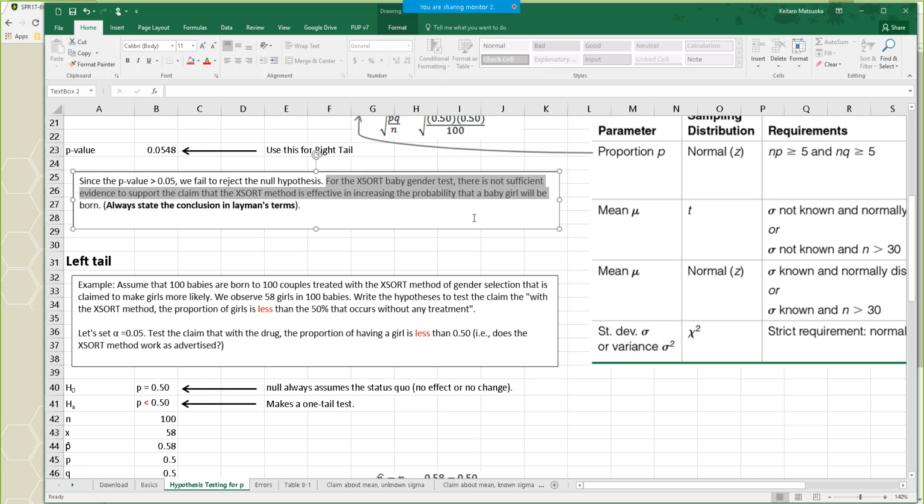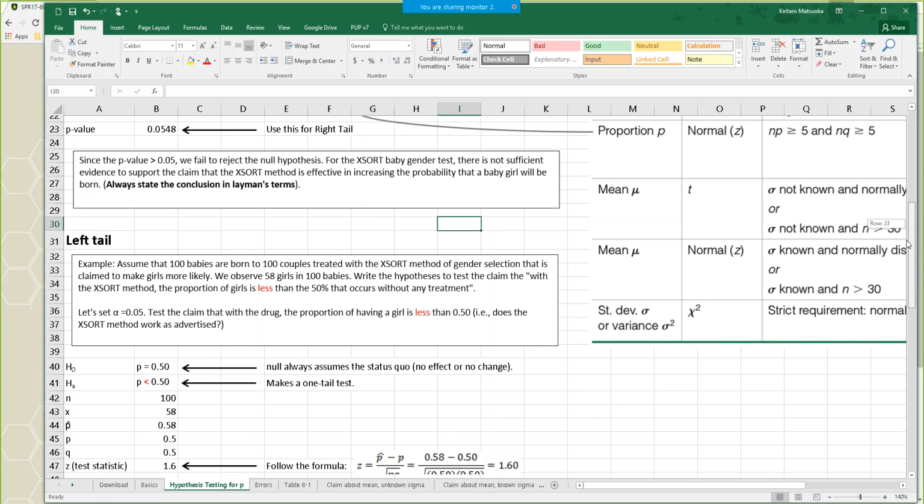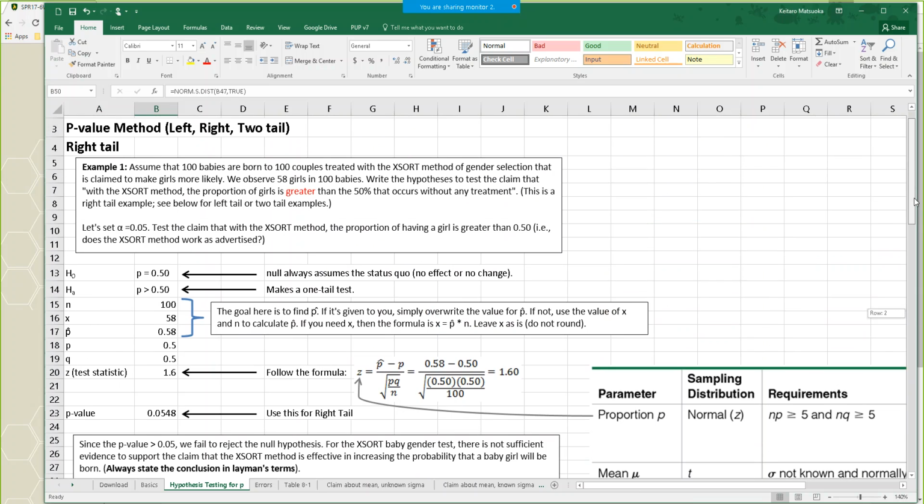All right. So once you understand the process, the rest is going to be easy because it's pretty much the same. So I'm going to show you the left tail example. It's the exact same problem, except this time the problem states that the proportion of girls is less than 50%. Okay, so that means the sign is less than, which makes this a left tail problem. Okay. Everything is the same up until here, except the p-value method is different.